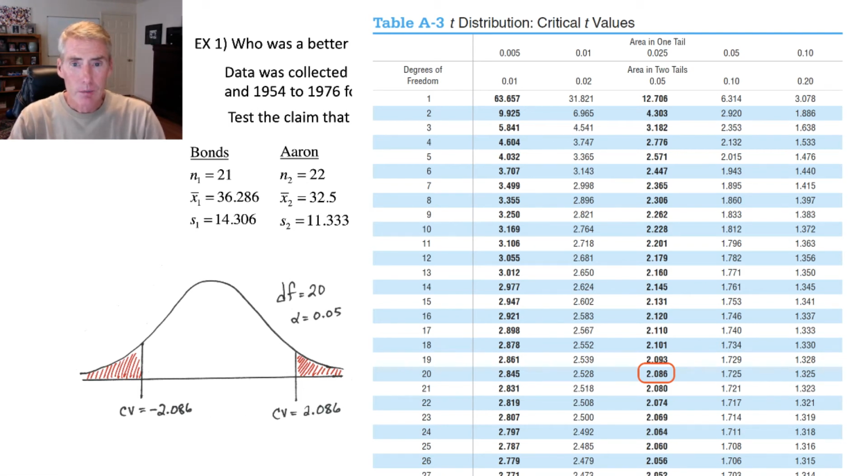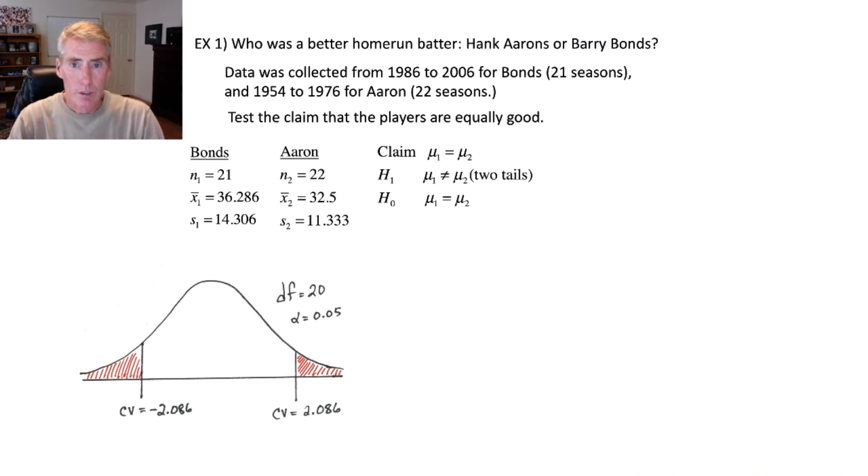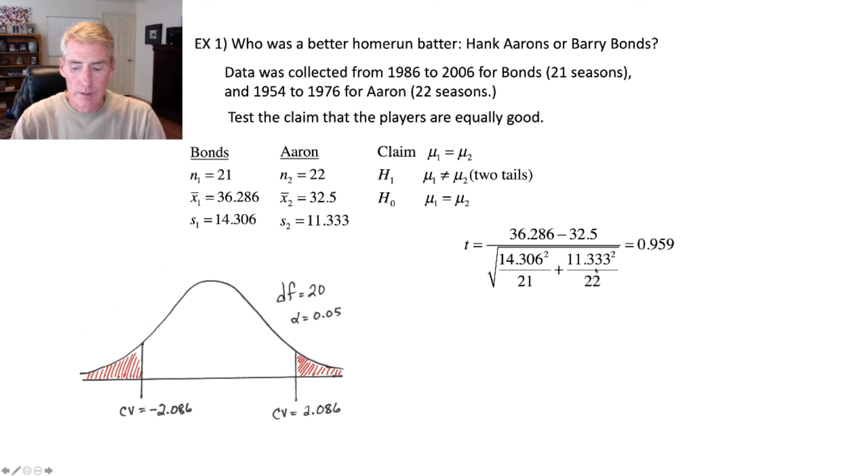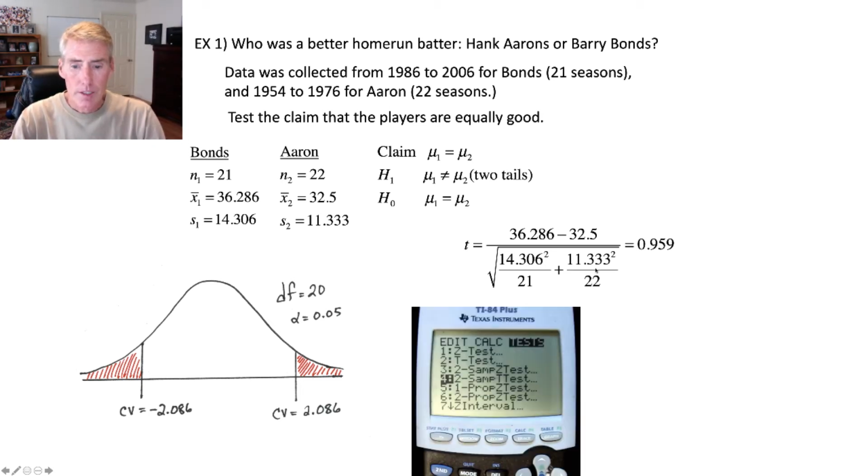Now I don't need this table anymore. There we go, got more space. So you could do the formula. So you take subtract the two means and then do the standard deviation squared divided by 21 years for Bonds, the standard deviation squared divided by 22 years for Hank Aaron. Or you could use the calculator.